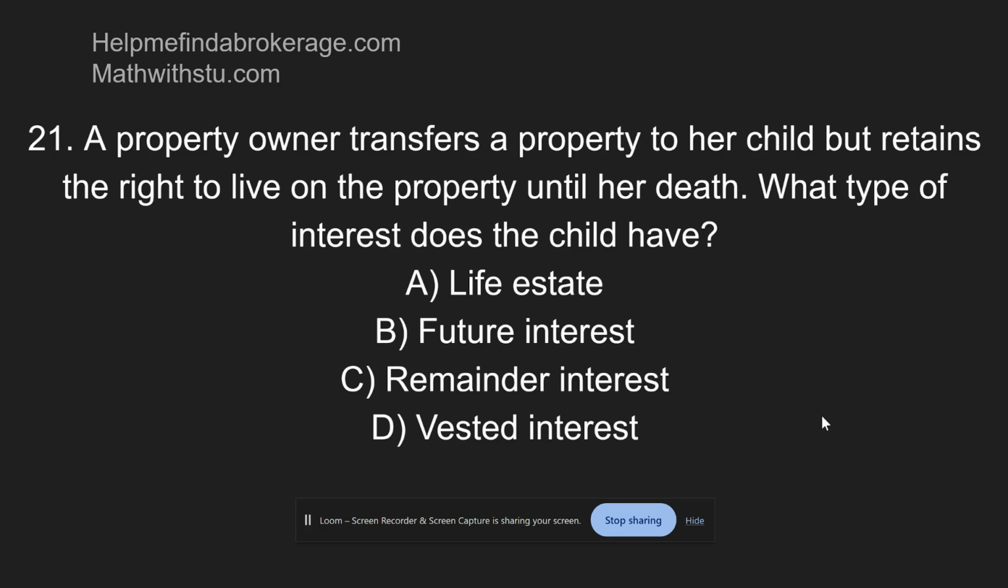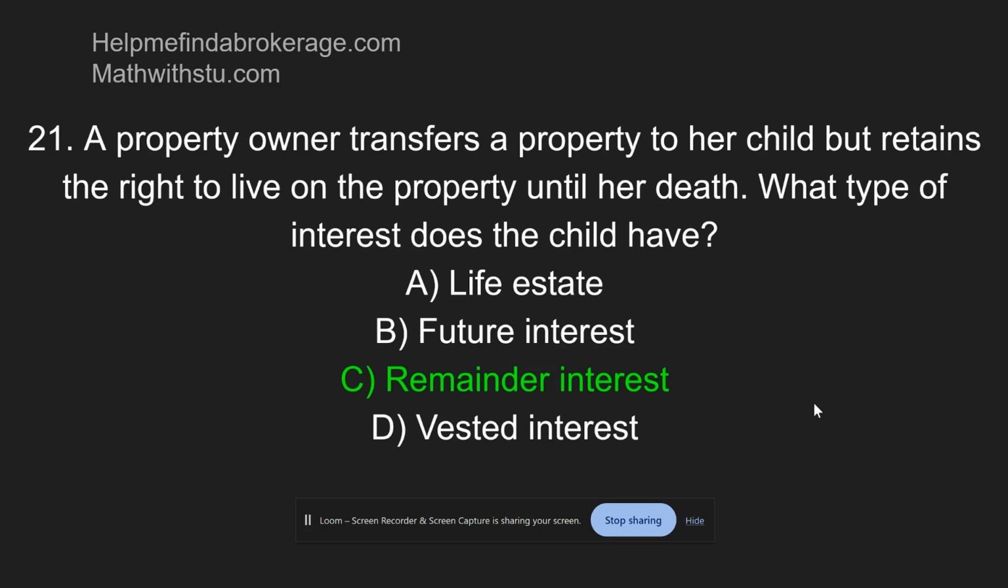And this is really super confusing, okay? Because basically, she's giving herself a life estate, and they're saying it's going to go to the child after death. It is a remainder interest that they have, because a property owner transfers a property to her child. But here's the thing. She's basically saying, hey, I'm going to live here until I die. And then when I die, you're going to have this. And you could set that up without having a will.